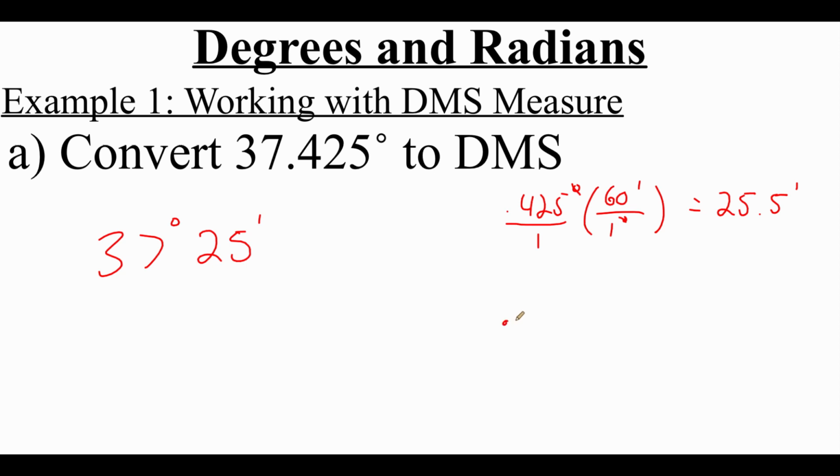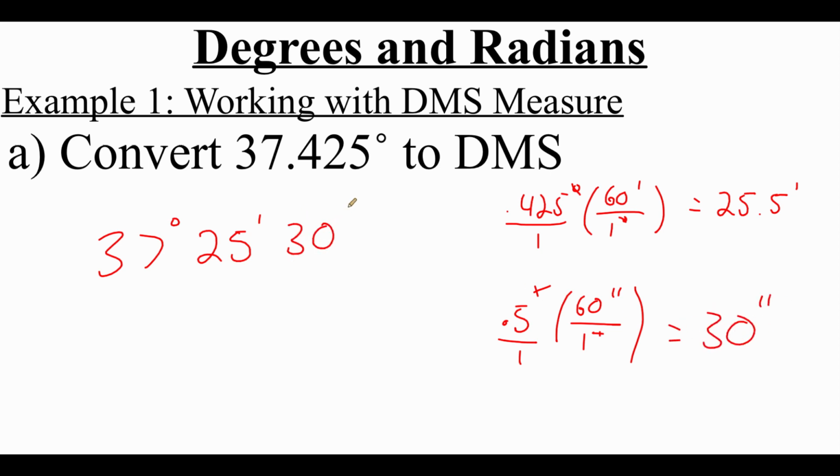But now I need to take those 0.5 minutes and we're going to convert those into seconds. And we have to remember that there are 60 seconds in 1 minute. And again, I'm going to put this 0.5 over 1. Now my minutes labels are going to cancel out. When I take 0.5 times 60, I get 30 seconds. So I'm going to attach that onto the end here. So all in all, we have 37 degrees, 25 minutes, and 30 seconds.